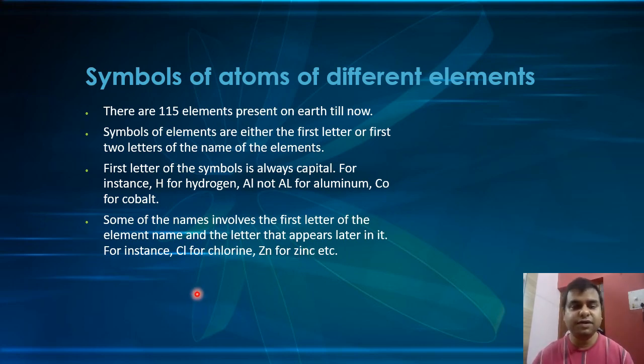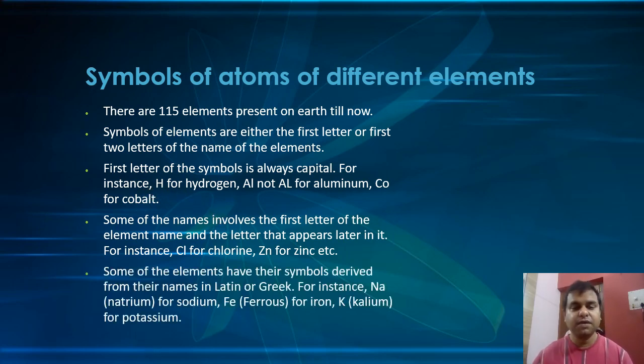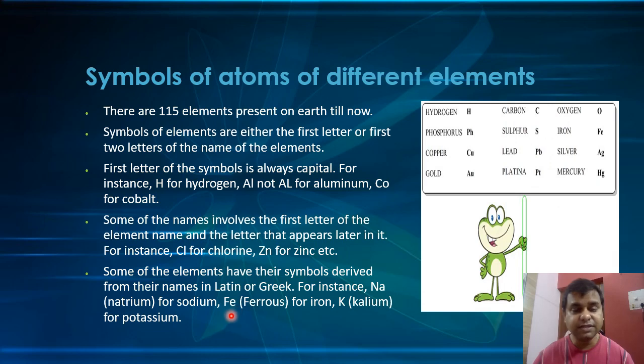Generally it follows this pattern, first letter or first two letters, but then you also have instances where it doesn't follow the name at all, but follows its Greek or Latin name. That is seen in many cases. Some examples given over here: sodium, which is Na. It doesn't say S because S stands for sulfur. So you have Na standing for natrium, its non-English name. And iron, whose Greek Latin name is ferrum, so you have Fe over here.